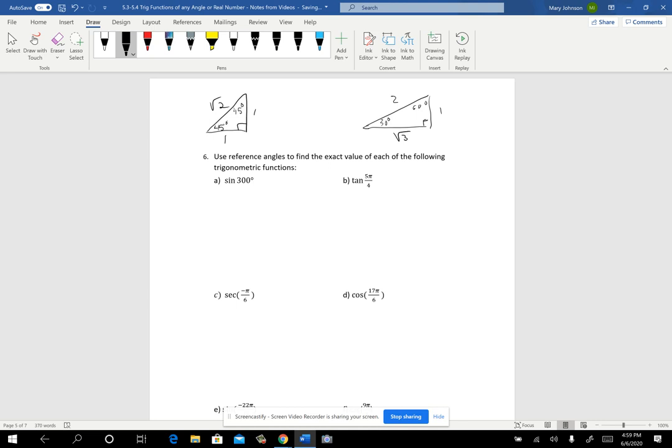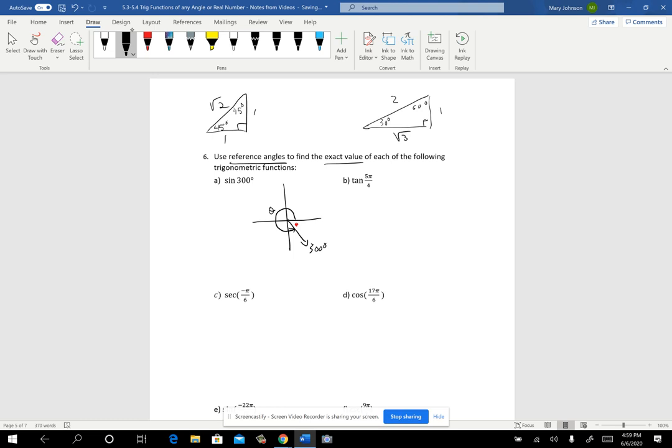If you're being asked to do the sine of 300 degrees, the intent is not for you to just type sine of 300 on your calculator. It says to use reference angles to find the exact value of each of the following trig functions. So when they ask you that, you want to draw a picture. Think about where 300 would be. This would be 180, this would be 270, so 300 should be right here. The 300 degrees is theta, but your reference angle is the angle right here.